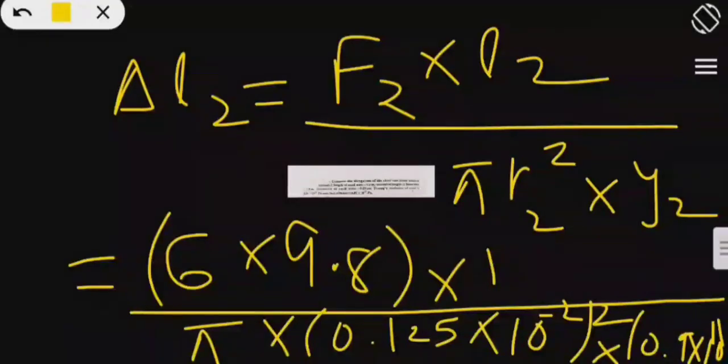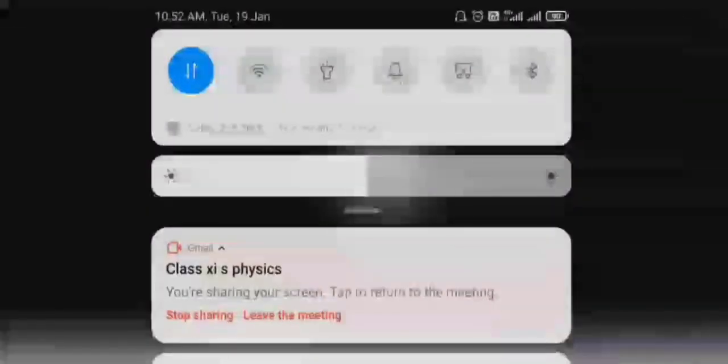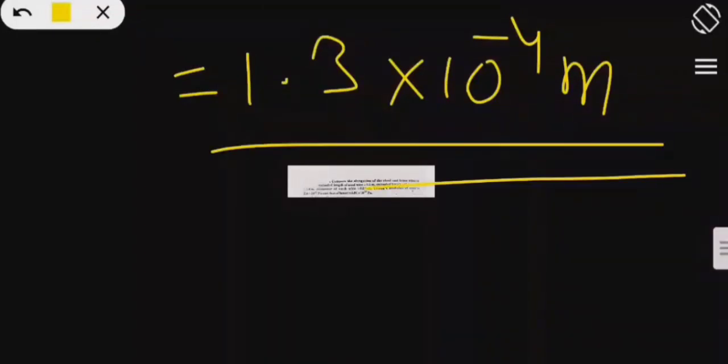Okay, so now this one is over. Now let me write down the answer. All of you also write, and you have to check it through your calculator. The answer is 1.3 into 10 to the power minus 4 meter. This is the answer.